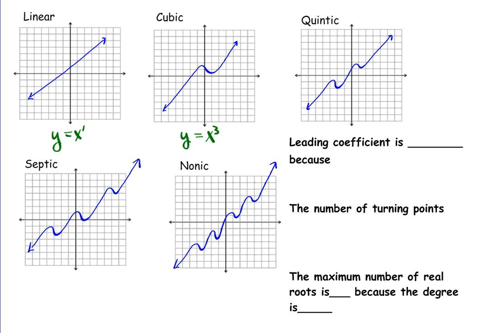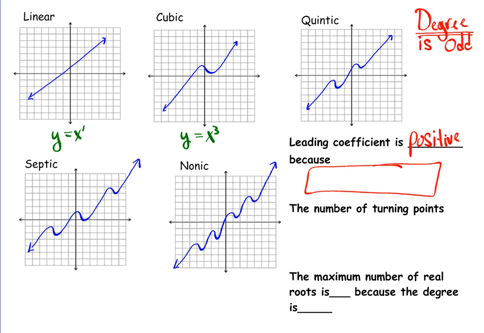Now, what I want you to pull from this right now is that all of these have a degree, DEG, that is an odd number. The degree is an odd number. Now, I know that my leading coefficient is positive because my graph is going from the lower left and traveling to the upper right. Put that information in right here. I'm not writing it down. You have to.